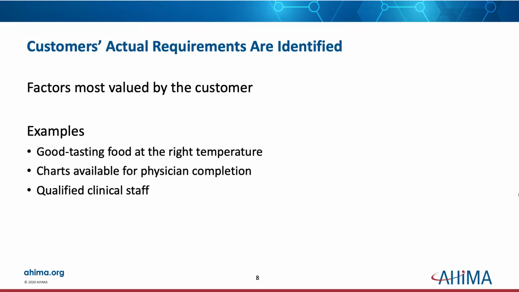In order to figure out the customer's actual requirements, you need to look at what factors are most valued by the customer. And these can vary and these can change over time. You can see how knowing who your customer is can change what the requirements are. If your customer is a physician, their requirements may be very different than a patient or than an employee in a specific department. But then again, one of the examples they give you is good tasting food at the right temperature. Everyone wants that, whether you're an employee going to the cafeteria, a physician who's trying to grab something to eat before they go into surgery or a meeting, a patient family member who's visiting their loved one at the hospital.